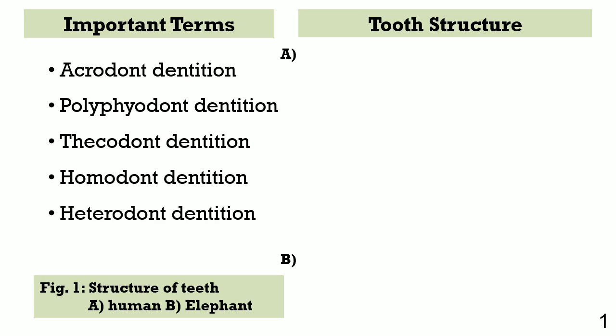Homodont means teeth are of the same shape. Examples are non-mammalian vertebrates. And heterodont means teeth are of different types like incisor, canine, premolar and molar. All the mammals have this type of dental formula or dental arrangement.